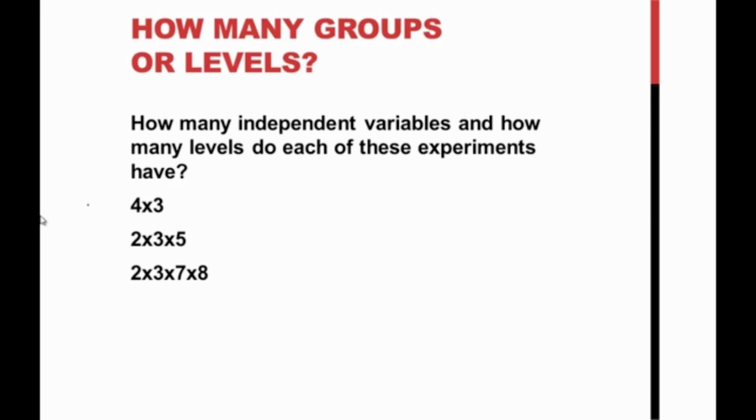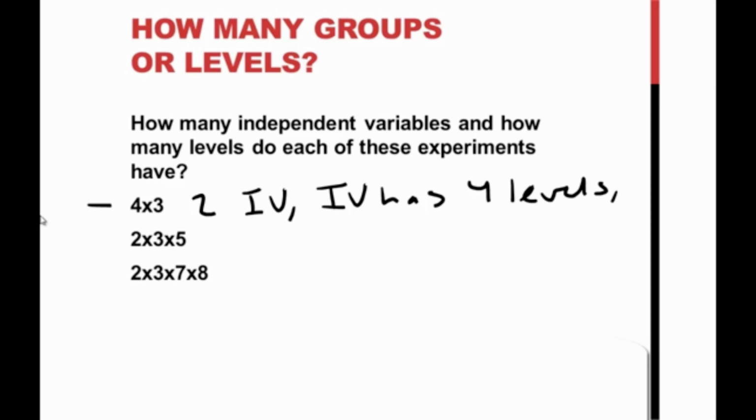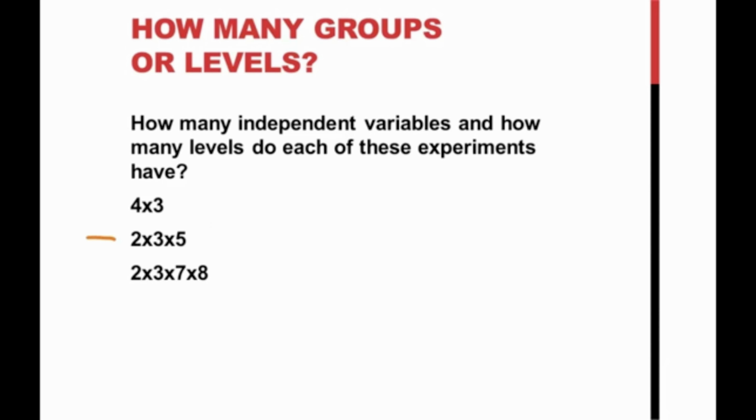The first example here, this has 2 independent variables. The first independent variable has 4 levels. The second IV has 3 levels. Again, the number of numbers tells me how many independent variables there are. The value of each number tells you how many levels that independent variable has. Let's go through this example here.